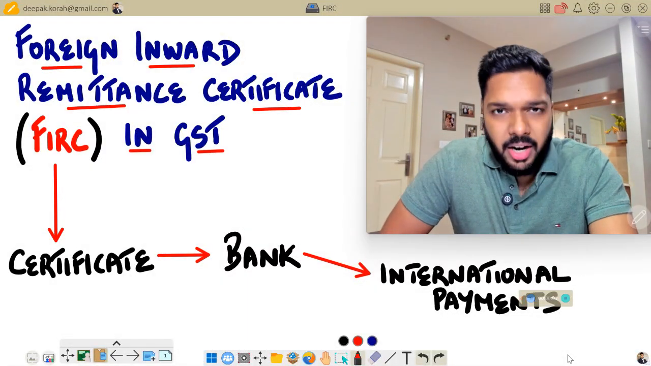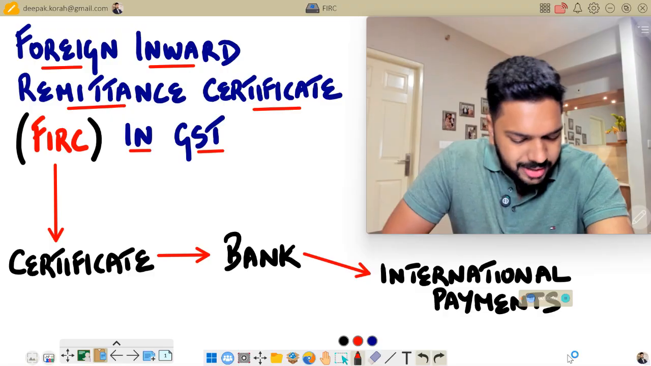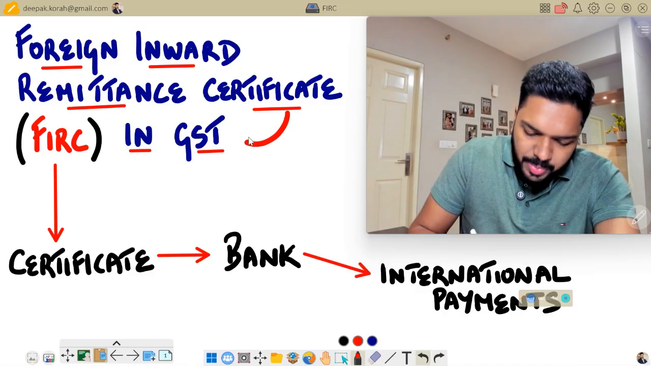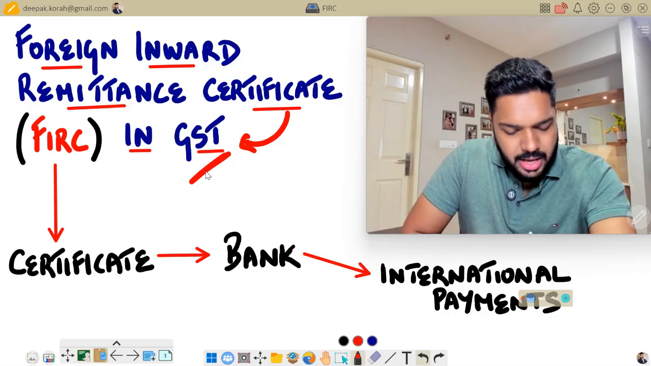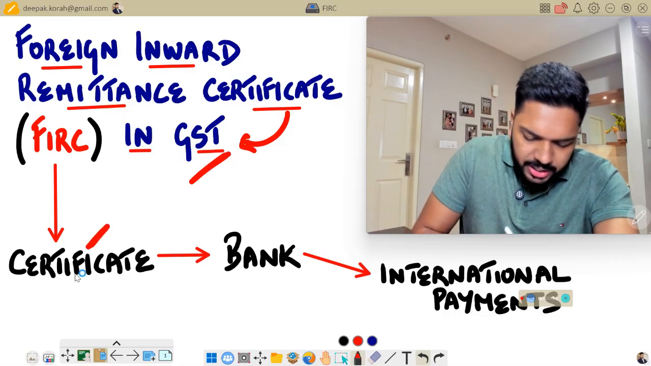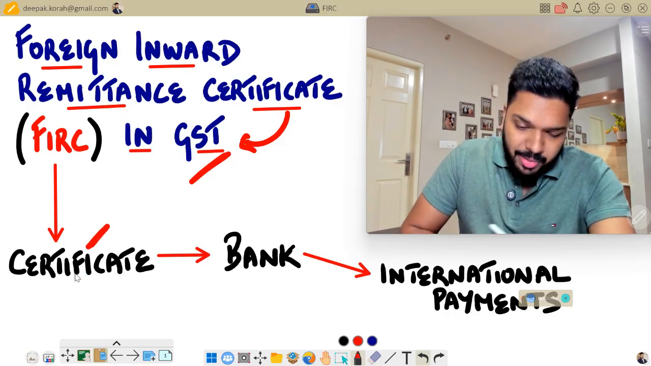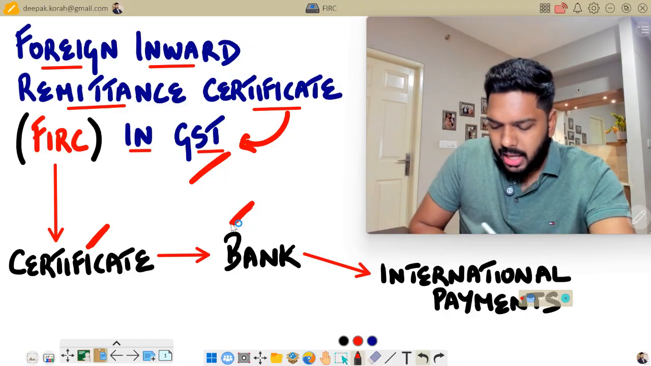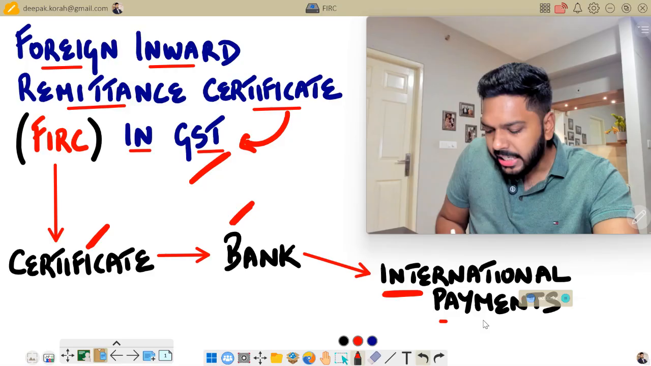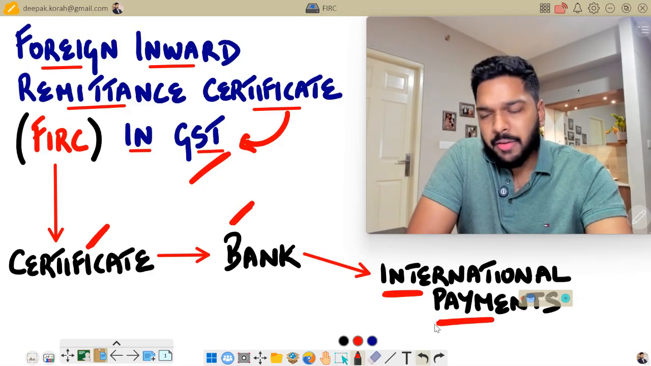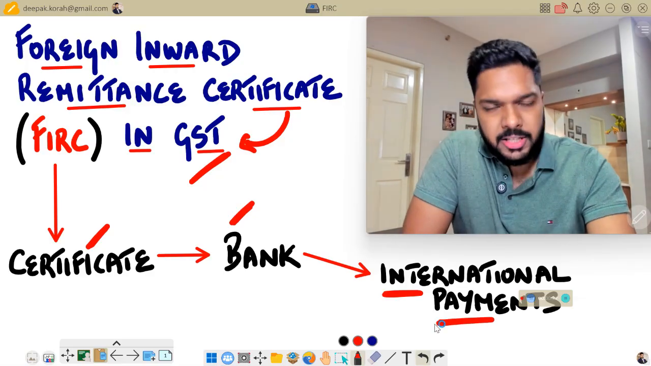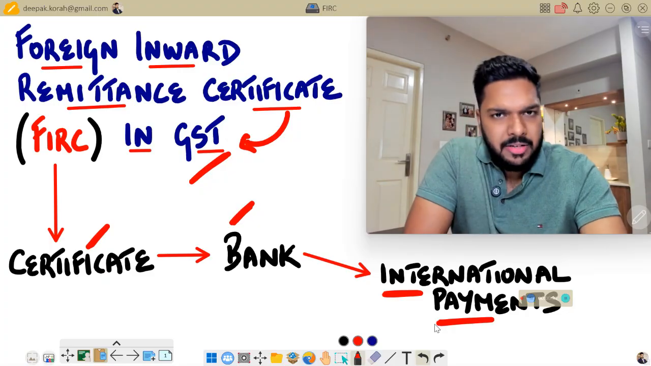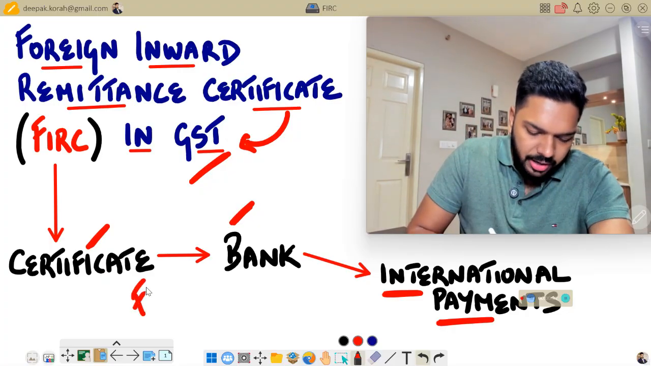So in this video, we'll try and understand what FIRC is, or Foreign Inward Remittance Certificate, and its relevance basically in GST. So FIRC is nothing but a certificate that can be issued by all the banks, and it is something that acts as a proof for all your international payments. So if you are an exporter, if you are in the field of exporting out goods or services, the proof that you can get from the bank for the inward remittances in foreign currency is basically your FIRC.